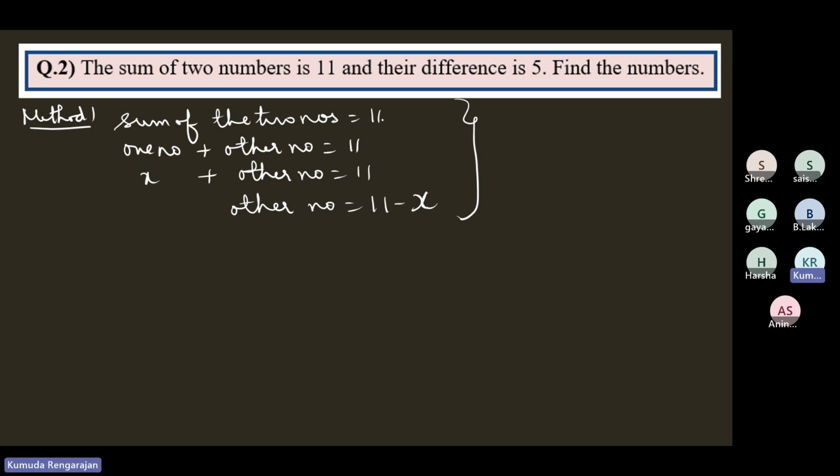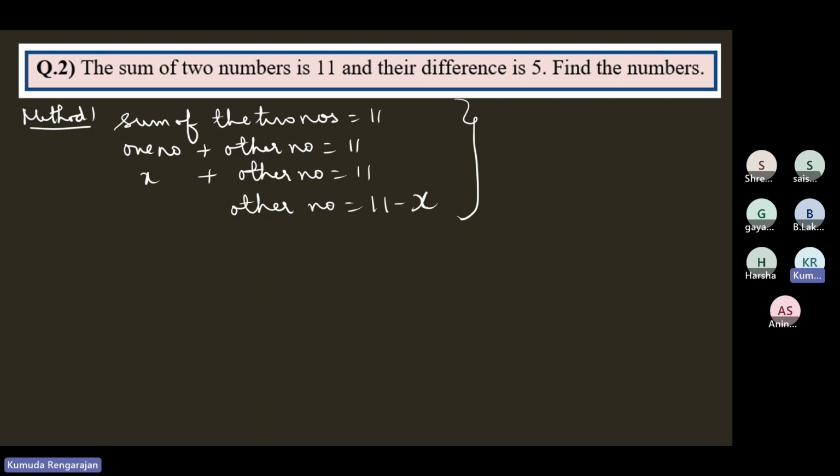So it's given that the sum of the two numbers is 11 and we don't know how to assume the two numbers. So this will help you write out what you understand from this. Sum of the two numbers is 11. That means there are two numbers and one number plus the other number is equal to 11. That's what we understand. So now you take one number as X.